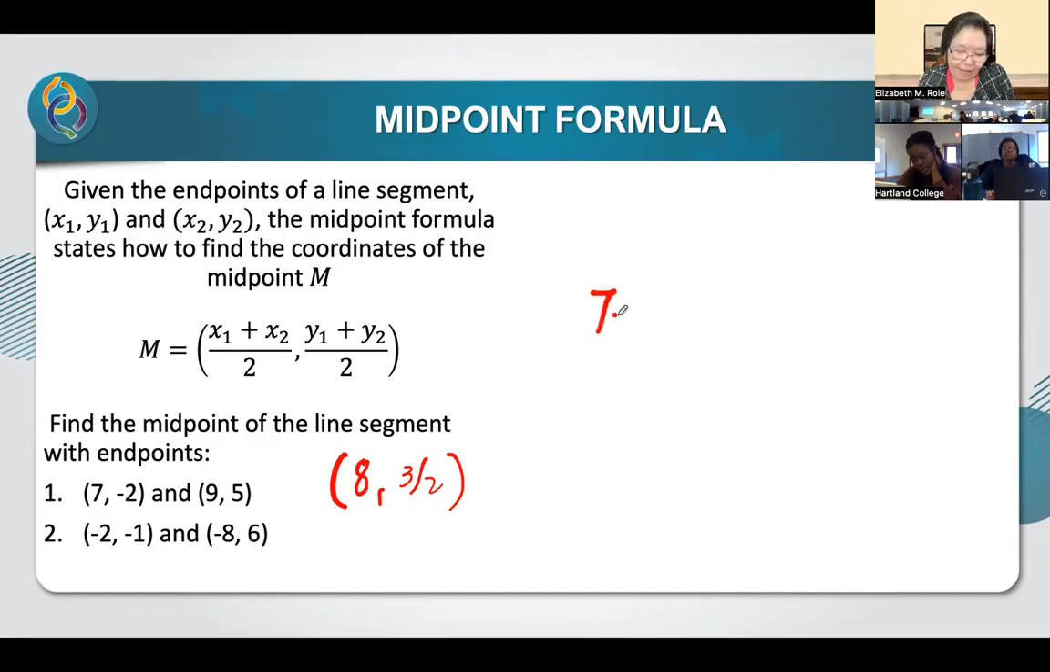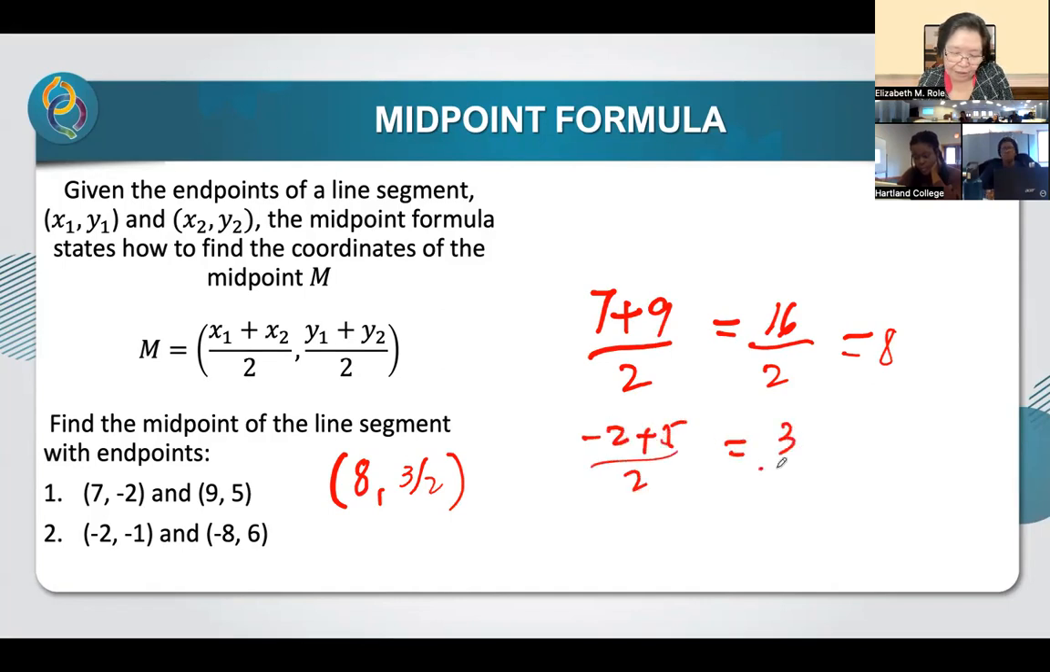So it's 7 plus 9 over 2. This is 16 over 2, which is 8. That is now -2 plus 5 over 2. That is 3 over 2, or 1.5, if you want that to be 1.5. So you're adding the coordinates and dividing by 2, for the specific coordinate x or y.